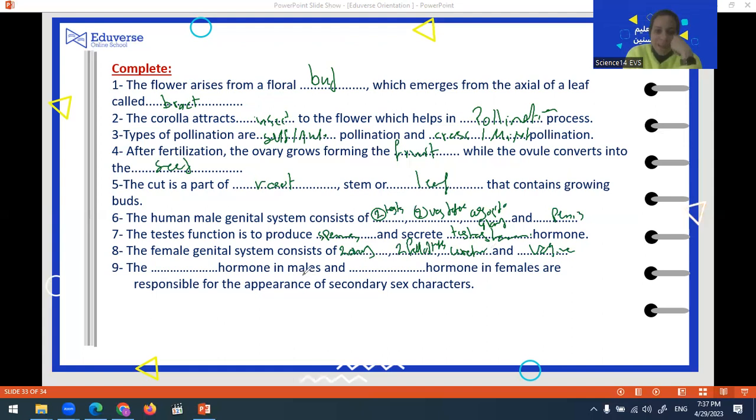What hormone, male and female, is responsible for the appearance of the secondary sex characters? The male, it's the testosterone, and the female, it's the estrogen. Okay, here also the testis function is to produce the sperms and secrete the testosterone hormone or the secondary sex hormone. Excellent. You can write this or that.